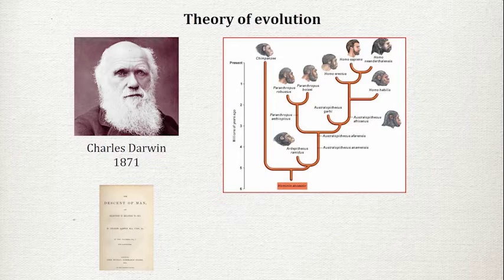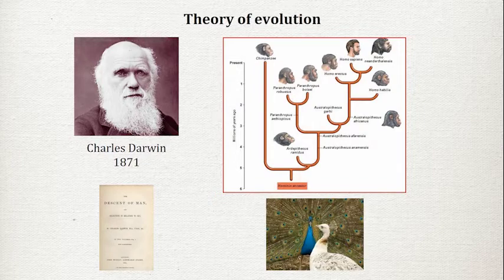In his later more controversial book, The Descent of Man, Darwin explains how all humans have descended from a common ancestor of ourselves and the apes. He also describes the nature of sexual selection.